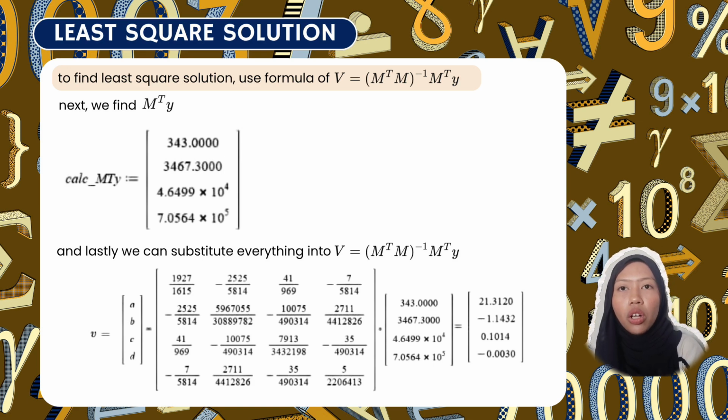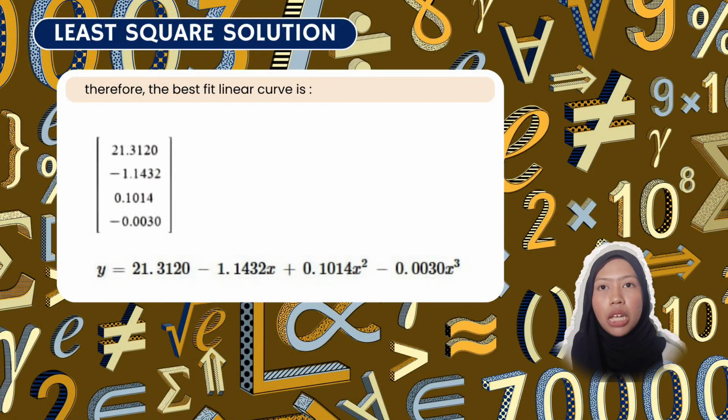After that, we substitute all the matrices into the least square formula from just now. By multiplying these matrices together, we obtain the coefficient vector V as shown in the slide. Therefore, the best fit cubic curve is equal to 21.3120 minus 1.1432x plus 0.1014x squared minus 0.0030x cubed.